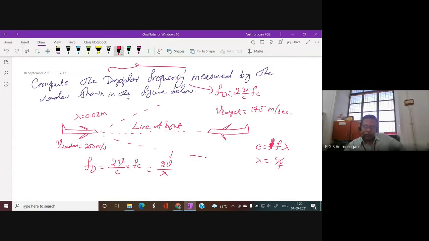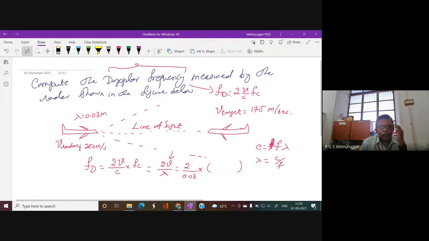Now what velocity will you substitute here? 2 by 0.03, and what velocity can we substitute? There are two targets which move towards each other. But this is going to transmit a waveform. The velocity of this one is 250 meter per second, and the velocity of this one is 175 meter per second. So how do we find the velocity for this one?